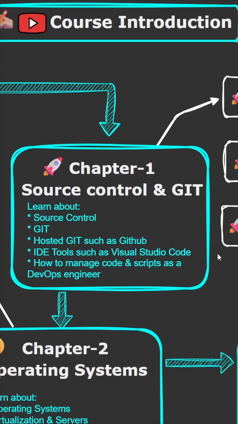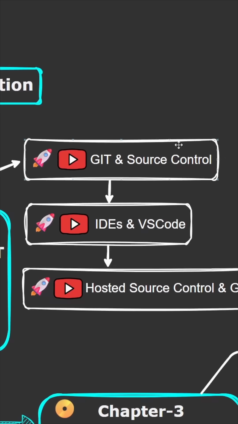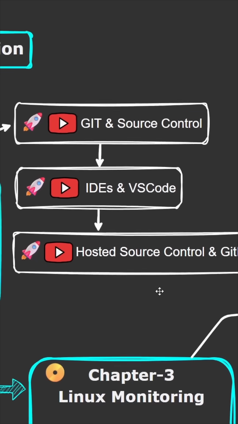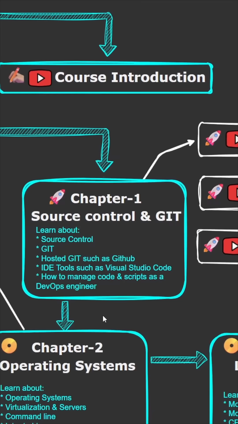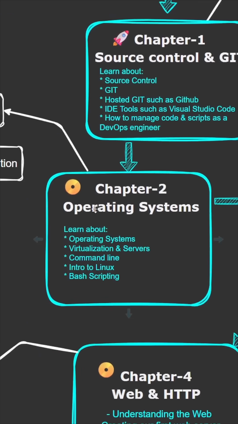In any software engineering field, you're going to be learning to work with code, scripts, files, and config. We learn Git, source control, IDEs, to work with code. Eventually, we take a look at hosted Git source control, like GitHub, Bitbucket, and GitLab. As soon as you understand how to work with code and scripts and files, we move on to operating systems.